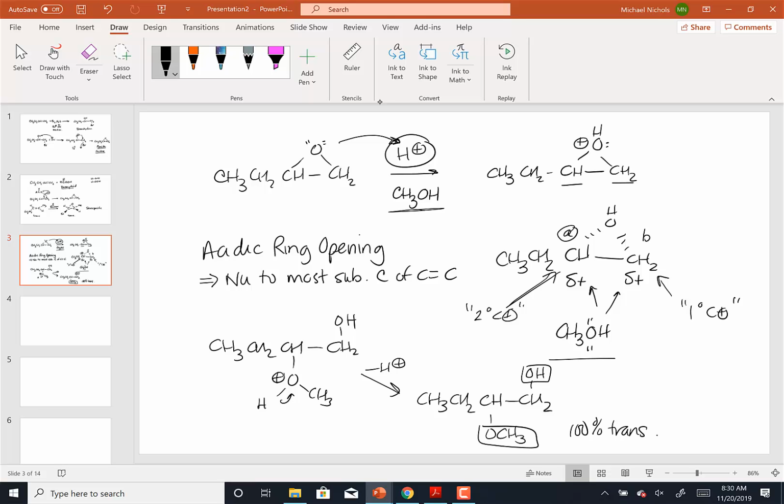So when we do acidic ring opening, or what's sometimes called acid catalyzed ring opening, you're always going to end up with the nucleophile adding to the most substituted carbon. And the reason for that is because once I protonate the oxygen, that feeds the positive charge down to the two carbons, and so the carbon with the most positive charge is going to be the one that the nucleophile adds to, and by definition that has to be the most substituted.